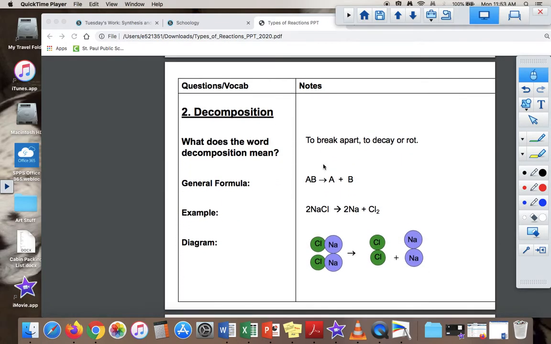Again, decomposition is exactly what it sounds like. You're decomposing, you're breaking apart. So you have a single element that breaks apart into multiple, or single compound, that breaks apart into multiple elements. It could even break apart into smaller compounds, but you should have a single reactant and two or more products.